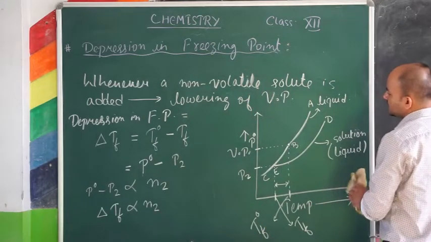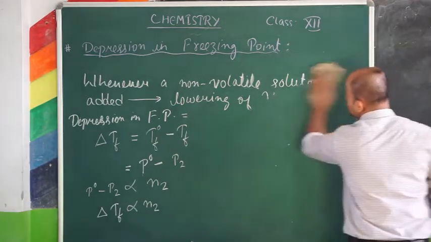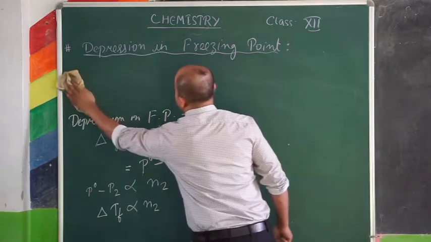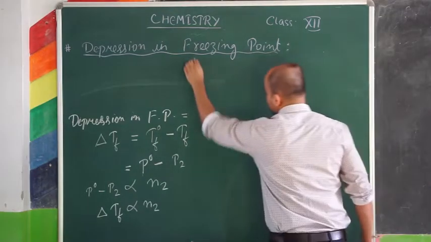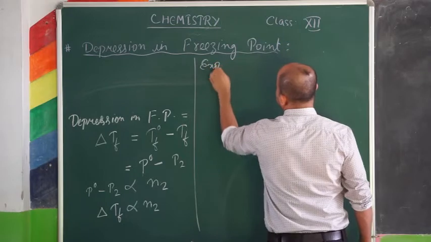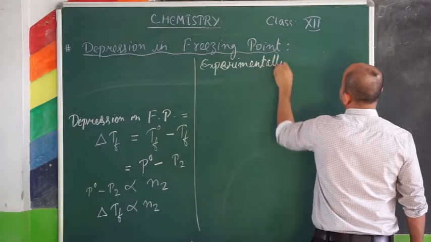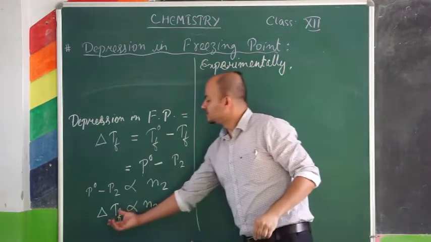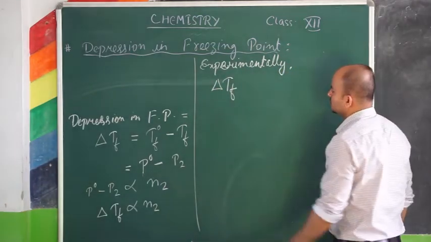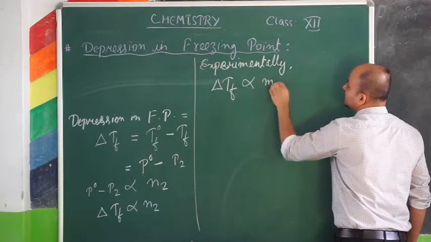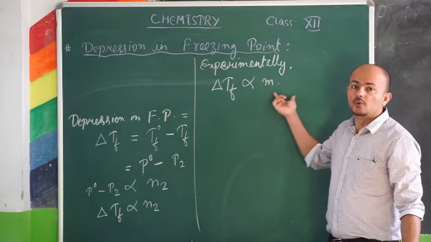Now, experimentally, what they found is that this depression in freezing point, delta TF, is directly proportional to molality. This small m, as we had discussed in our previous video also, is molality.